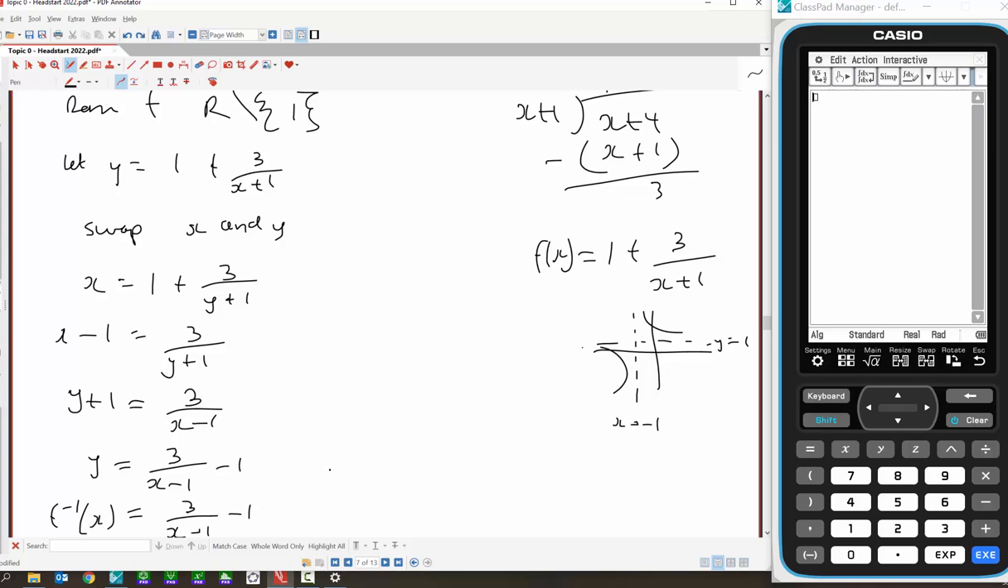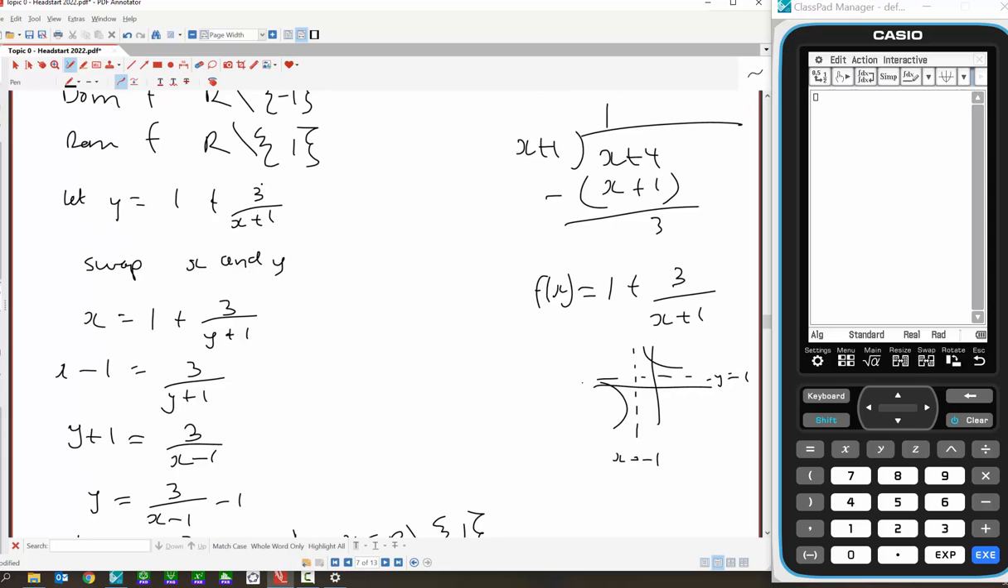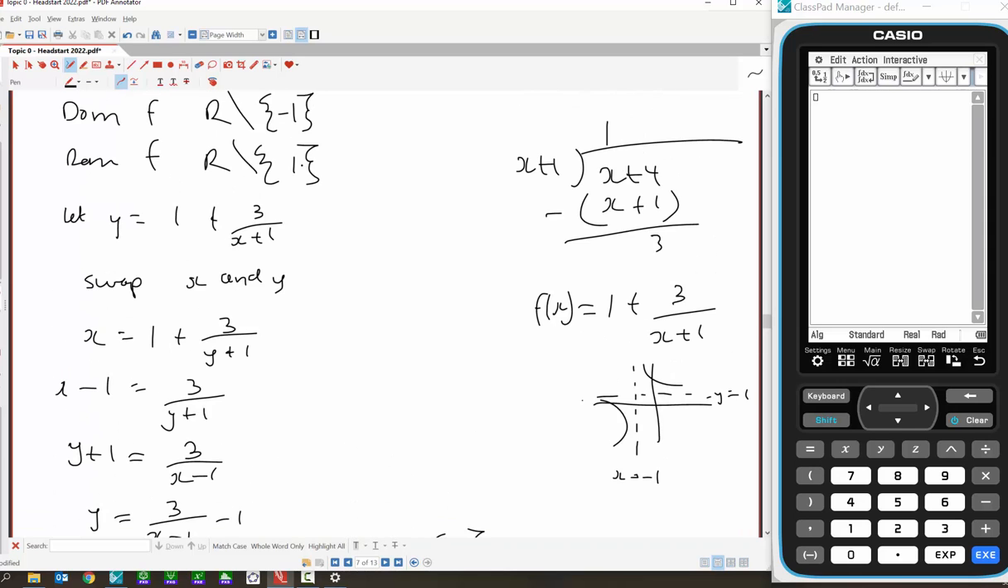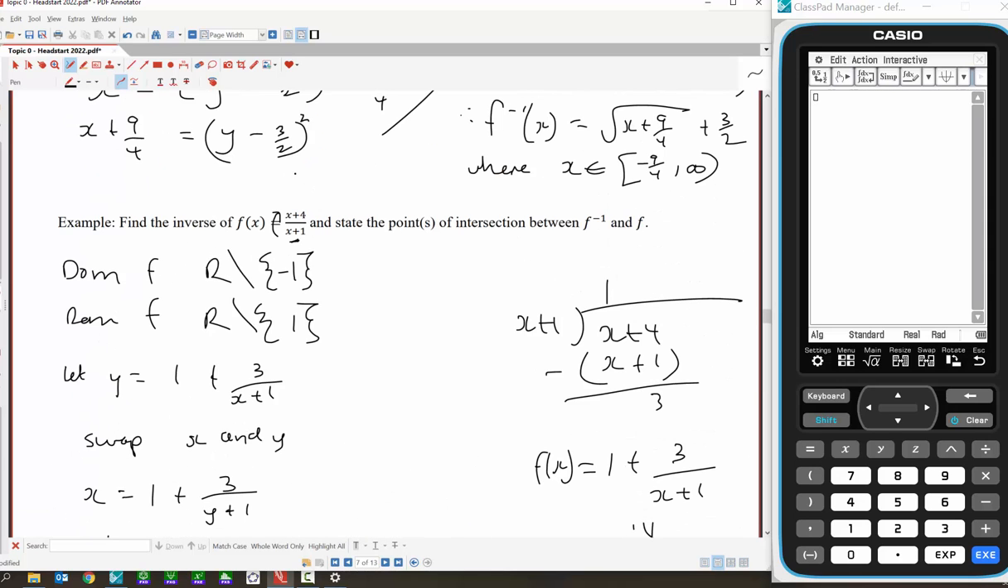where x is an element of all real numbers, not including 1, so we can see that you can't use 1, and that makes sense because the range of the original was all reals, not including 1. Okay, so what we've done is find the inverse.